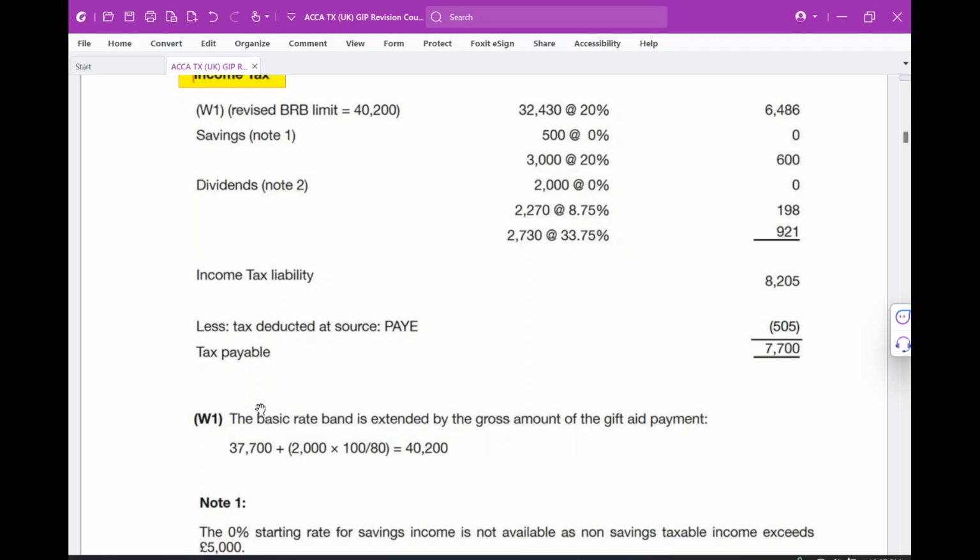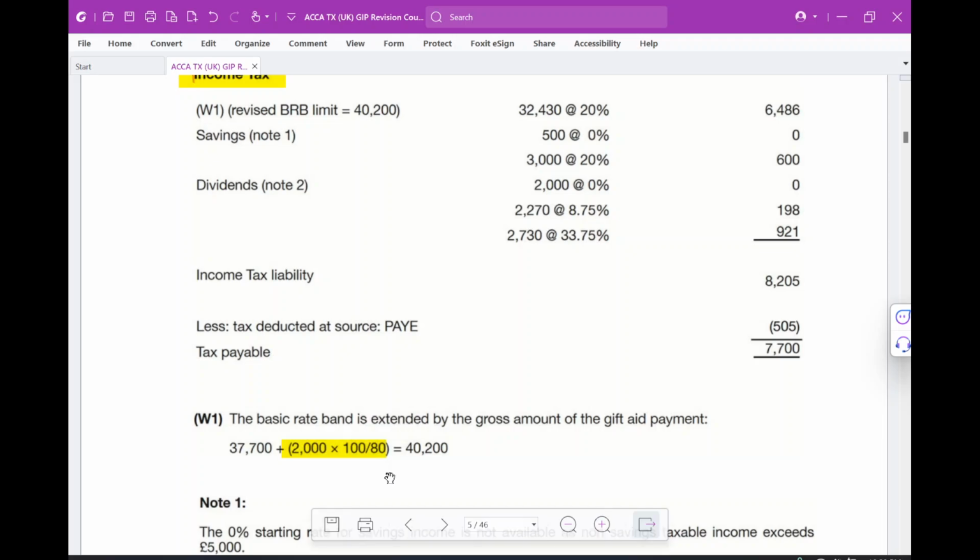Now, I'm going to explain that in slightly different terms in case you don't get it. Here we have the normal basic rate band. Here we have the amount, really, that is subject to the basic rate. In this case, we're looking at the non-savings income, so it would be 20%. We see that what they're doing is adding to the standard basic rate band the gift aid amount, which is 2,000, and indeed they are grossing it up. Now, I'm wondering why they're using the fraction 100 over 80.